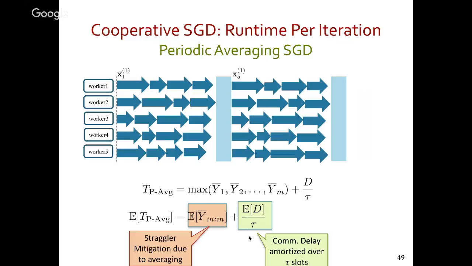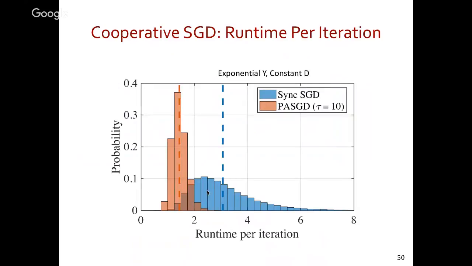If you notice, earlier I had just Y_M, so it was a maximum of M random variables. Now it is a maximum of Y bar, where Y bar is the average local computation time over tau updates. So because we are taking this average, the tail of each individual Y bar is smaller, and that's why periodic averaging SGD also naturally has a straggler mitigation effect. If you plot the tail distribution of synchronous SGD versus periodic averaging, we can see that the tail is sharply reduced. The red distribution gives the periodic averaging SGD, which has a much smaller tail than the original synchronous SGD.